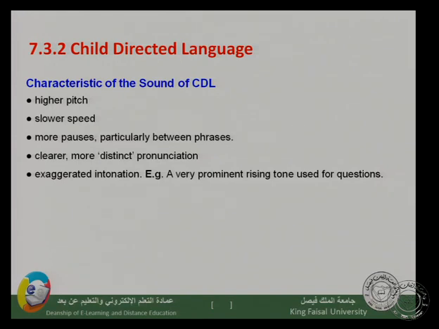So we exaggerate the pronunciation so that the listener, who is the child, will be able to accurately perceive whatever we tell him. So the pronunciation of the vocabulary is very clear. It is more distinct than usual, so that the child can understand and can distinguish what words we are talking about. So another characteristic of the sound of child-directed language is that we use clearer pronunciation.